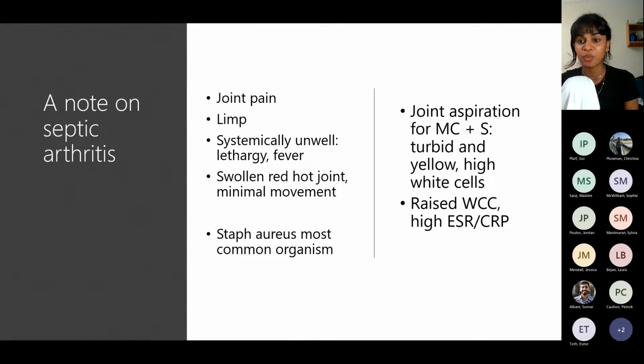Aspirate the joint, exactly. And what are we sending it for? Yeah, MCNS, exactly. So microscopy, cultures and sensitivities from the joint aspirate. And it will be turbid maybe, and yellow, and it'll have high white cells within the aspirate itself. So exactly what you said, they'll have a raised white cell count, and all their inflammatory markers will be up basically.